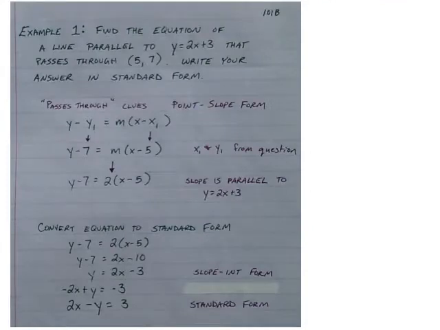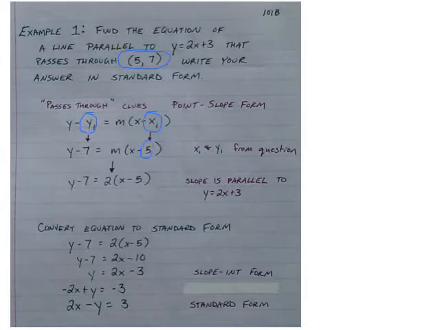Alright, since we're at the calculus level, I'm just going to jump right into a harder type of problem than the straightforward ones. This says, find the equation of a line parallel to y equals 2x plus 3 that passes through 5, 7. Write your answer in standard form. When I see the expression passes through, that clues me in that I should be using the point-slope form, which I've written down here. And the first thing I do is I substitute the point it gives us, 5, 7, for my x1 and y1.